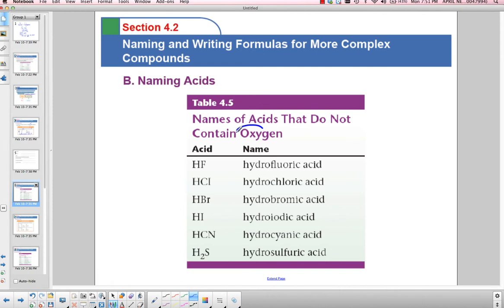Notice that none of them contain oxygen. If you see oxygen, then we call those oxyacids and they get named a different way. So these are just simple binary acids. Hydrofluoric acid, hydrochloric acid, hydrobromic acid. Just notice these simple elements basically all by themselves, exception of cyanide. I know there's 2 of them there. So you have to know about these binary acids that do not contain oxygen.